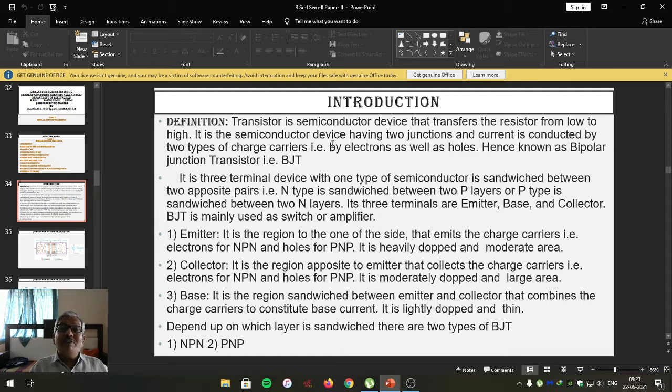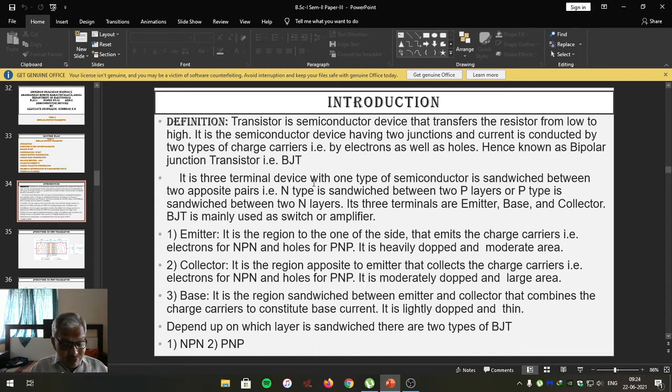Already I have given two definitions. One, it is a semiconducting device where there is a transfer of resistance that takes place from low to high. Second, it is a semiconductor device having two junctions and current is conducted by two types of polarities. Third definition, it is a three-terminal semiconducting device in which one type of semiconductor is sandwiched between two opposite pairs.